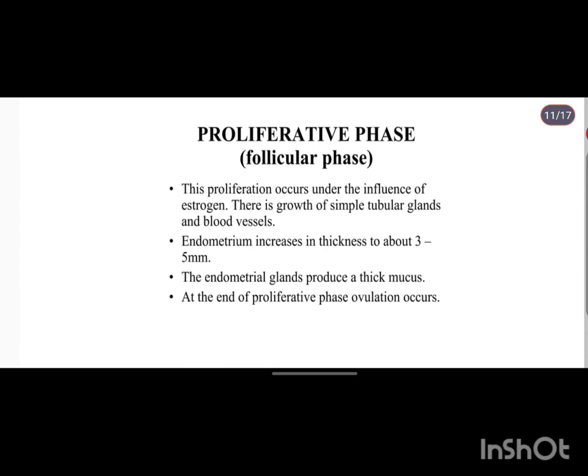Again, in the proliferative phase, under the influence of estrogen, there is a growth of simple tubular glands and blood vessels in the endometrium, and the endometrium increases in thickness from about 3 to 5 millimeters. There are also changes in the endometrial glands which make them produce thick mucus. At the end of the proliferative phase, ovulation starts.